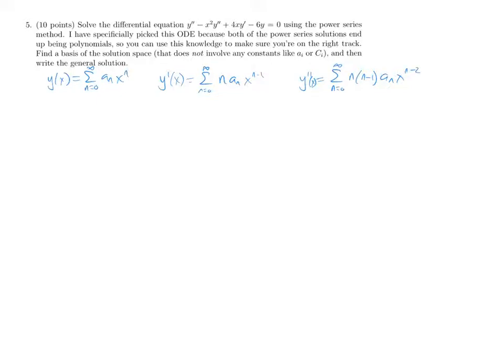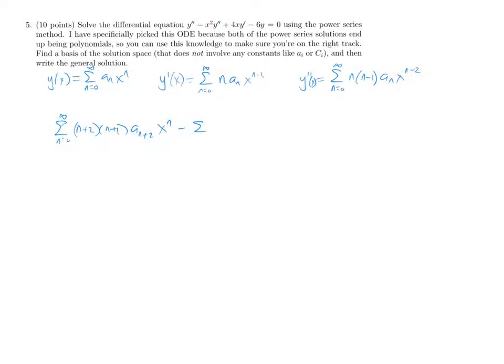Okay, so now let's plug this back in. This first term, y double prime, we have it right here. Actually, I'm going to do what most of you did fine, I'm going to shift this right now. So let's shift this by 2. So this is going to be the sum of n plus 2, n plus 1, a n plus 2, x to the n. And I'm going to start from 0 because we don't need to go down to negative 2 because of those two terms.